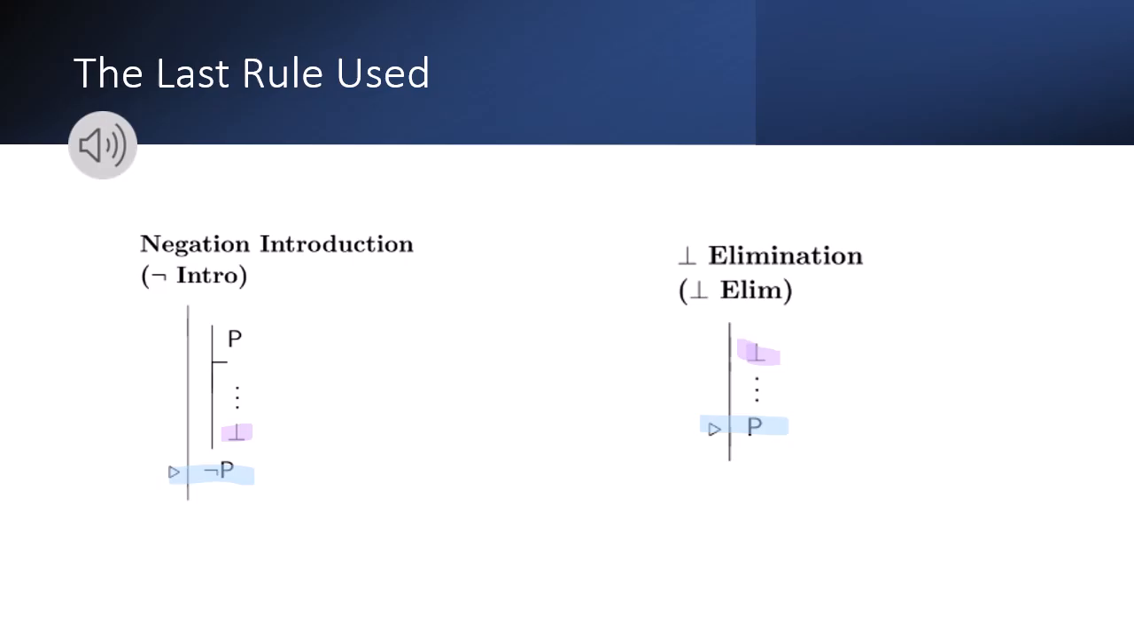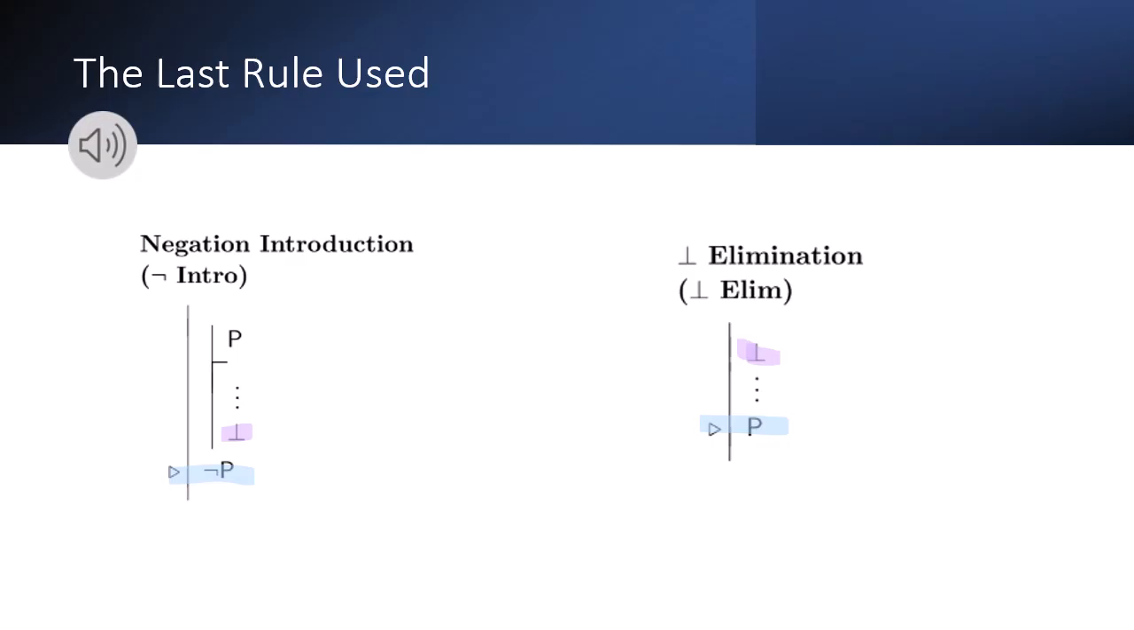But it's important to note that this conclusion here, the contradiction, is a bit different than some of the previous sentences we've been looking at. I'll remind you that the contradiction is supposed to represent a sentence that is always false.